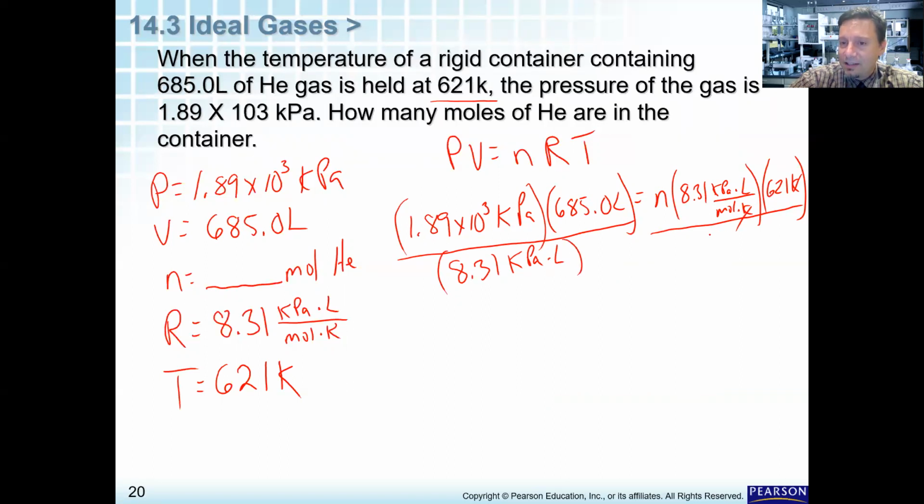And when I divide this side by that, my moles are going to be up onto the top. So that gets rid of this whole statement right there. Now when I look here, I have my 612 on this side that I have to bring over, 621, sorry, 621. The Kelvins cancel off already, so there is no unit on this side. Now if you look at what happens, my kilopascals cancel and my liters cancel. So now I can plug this directly into my calculator.